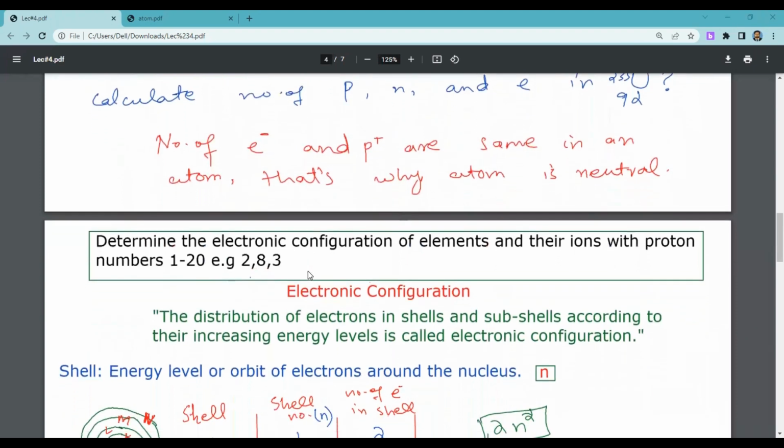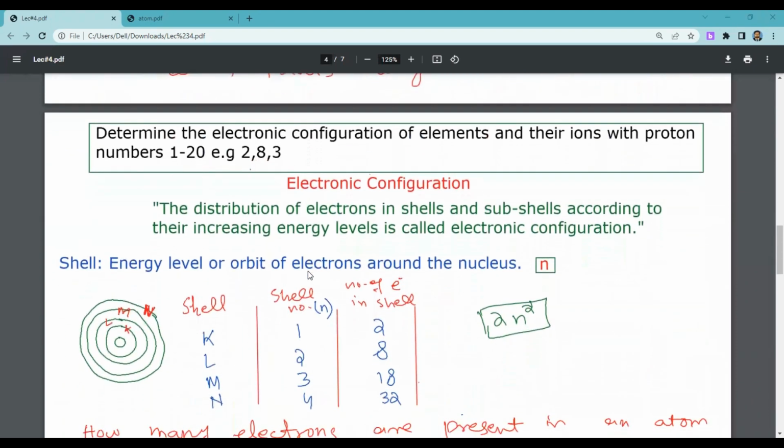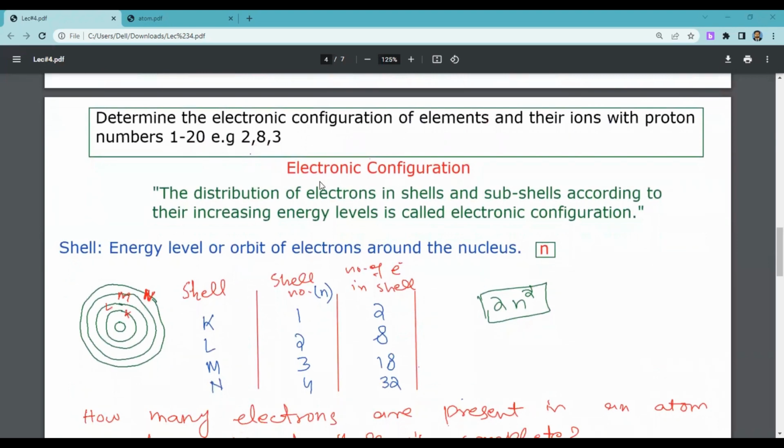I also write this below, that the number of electrons and protons are the same in an atom, that's why the atom is neutral. And now the main topic of today's lecture starts, which is electronic configuration of elements and their ions with protons number 1 to 20. Here is the format of electronic configuration. Before writing in that format, we will try to write it in the form of subshell and shell.